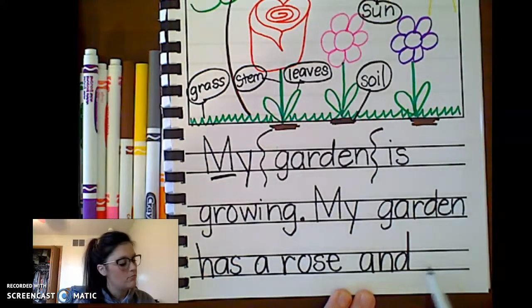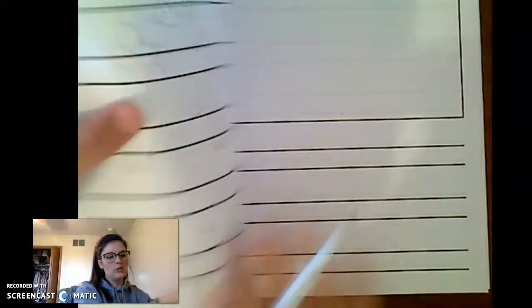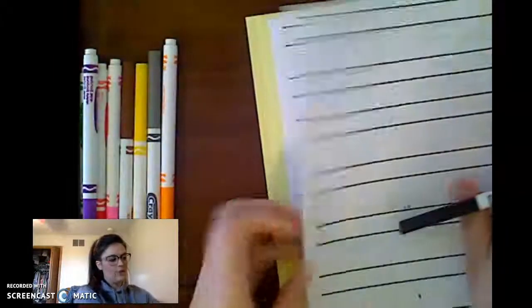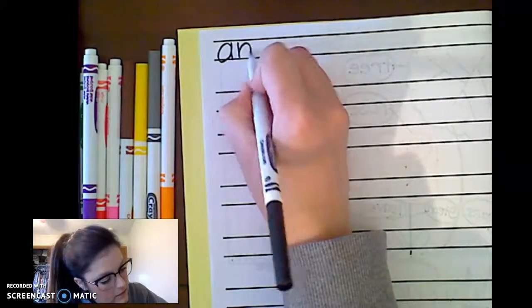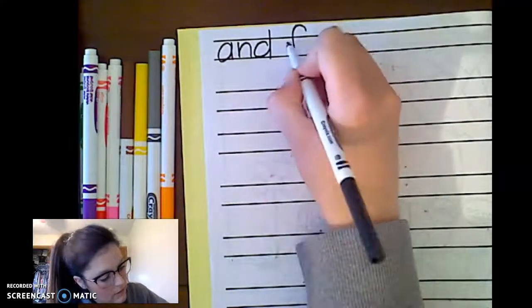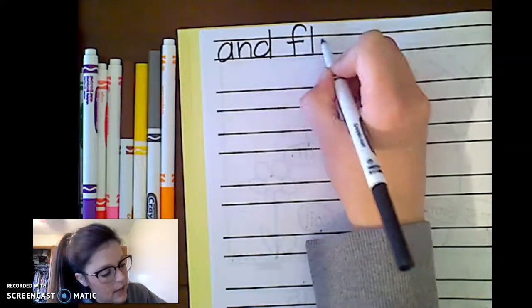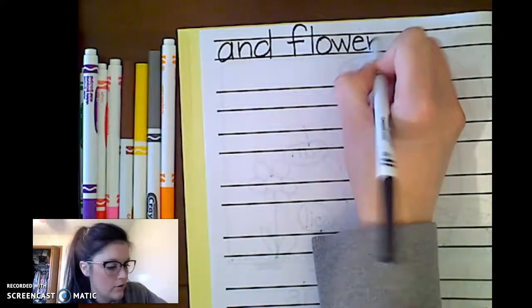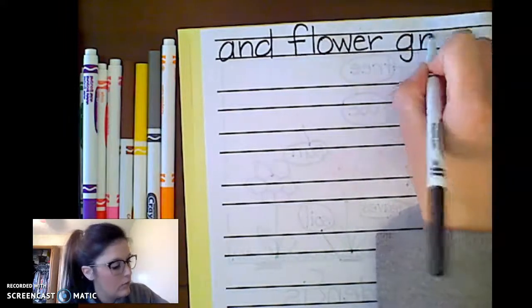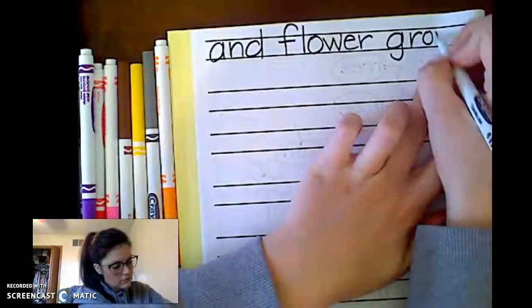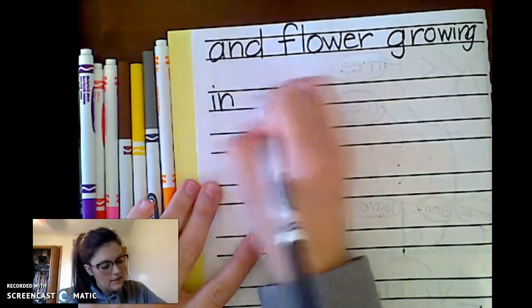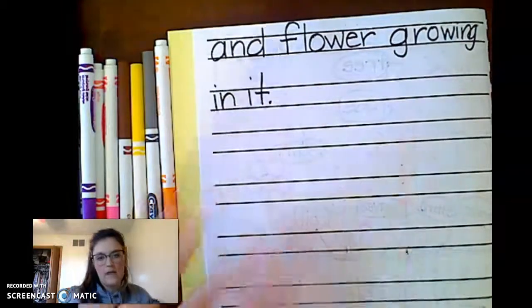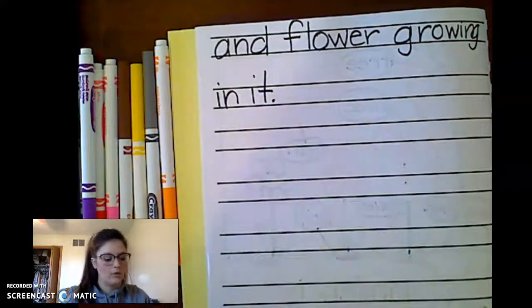Okay, now look here. Mrs. Clanton does not think that she has enough space right here. So what she's going to do is she's going to turn the page and she's going to flip her book. So has a rose, and I'm going to come up here and growing, growing in it. Okay, and make sure that I have a period to tell my readers to stop.